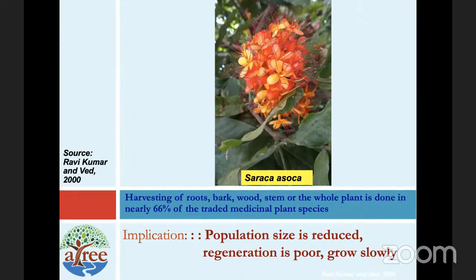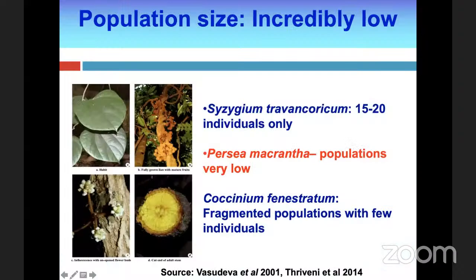And if you look at the medicinal plant trade, you'll find that about 66 medicinal plants, you either harvest roots or bark or wood or stem or the whole plant. Because of this, we find that the population size of the species is reduced, regeneration is poor, and because tree species take a long time to grow, harvesting roots or bark or wood leads to slower growth.